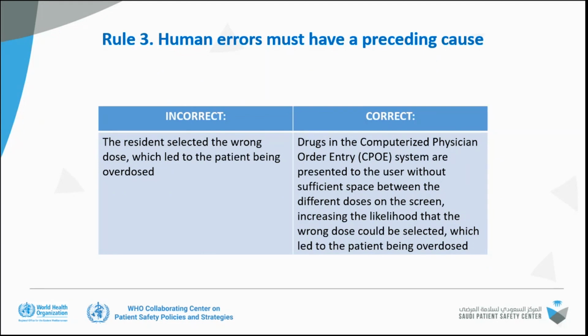For rule number 3, which is that human errors must have a preceding cause, also referring to the previous example, it is incorrect to write "the resident selected the wrong dose, which led to the patient being overdosed." We have to write exactly what was the cause, effect, and the event. So the correct statement will be: drugs in the computerized physician order entry system are presented to the user without sufficient space between the different doses on the screen, increasing the likelihood that the wrong dose could be selected, which led to the patient being overdosed.